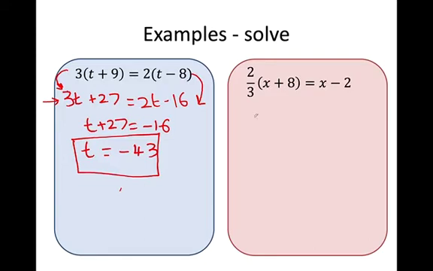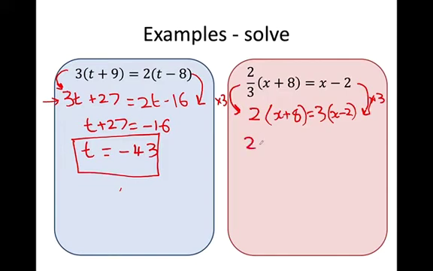So in the last example, I did say that we want to expand the brackets. Now, if you expand the brackets here, you're going to end up with lots of little fractions that aren't going to be very nice. They're going to make it a bit more complicated to solve. So what I could do is multiply this by 3, and multiply this side by 3. I will get 2 open brackets x plus 8 equals 3 lots of this side, which is x minus 2. Now it's exactly the same as this, and the working is going to be the same.